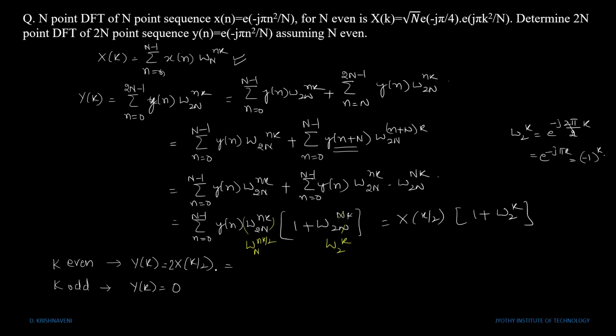Now 2X of k by 2, that is 2 into X of k is given here. X of k by 2 will be obtained wherever k is there, you substitute k by 2. So this will give us square root of n e to the power of minus j pi by 4 e to the power of j pi by n. Instead of k square, we will write k by 2 whole square.